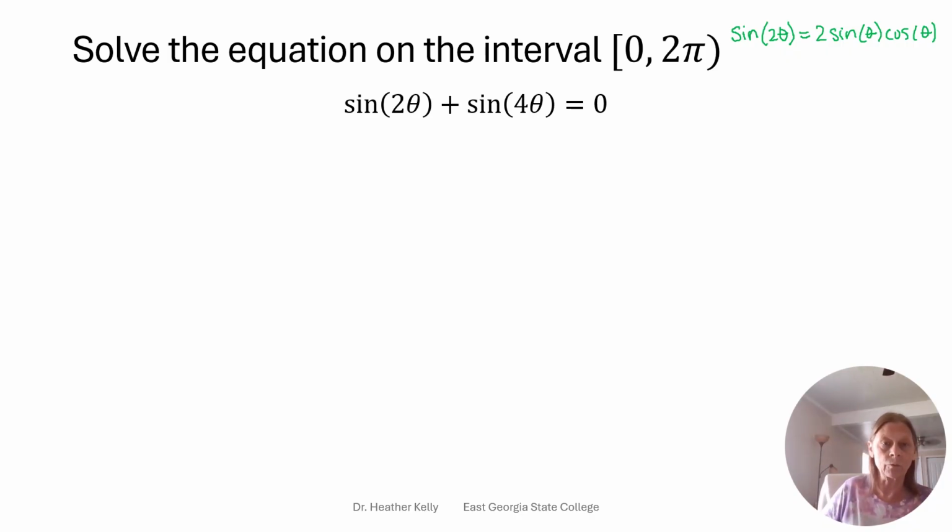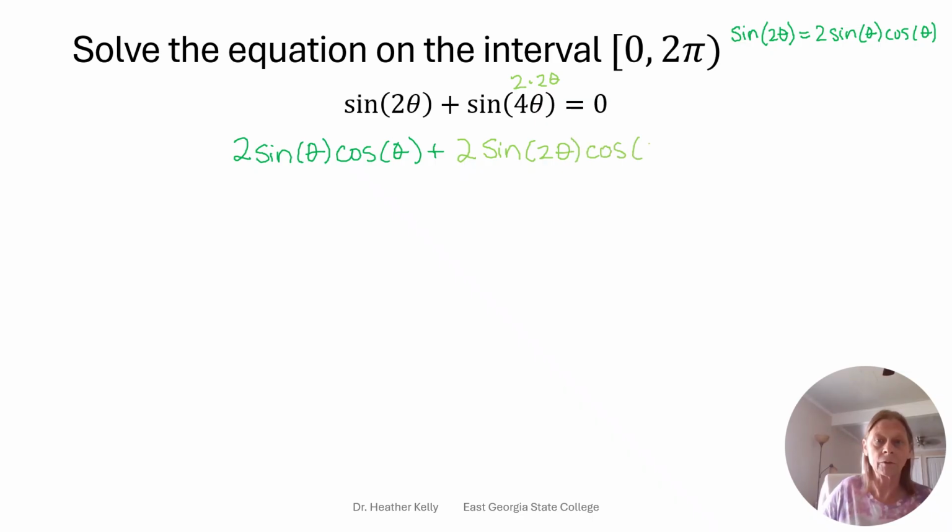And as we go through for this first part here, we're going to get 2 sine theta cosine theta plus, but this guy is in the form of 2 times 2 theta. So this guy is going to become 2 times the sine of 2 theta cosine of 2 theta equals 0.